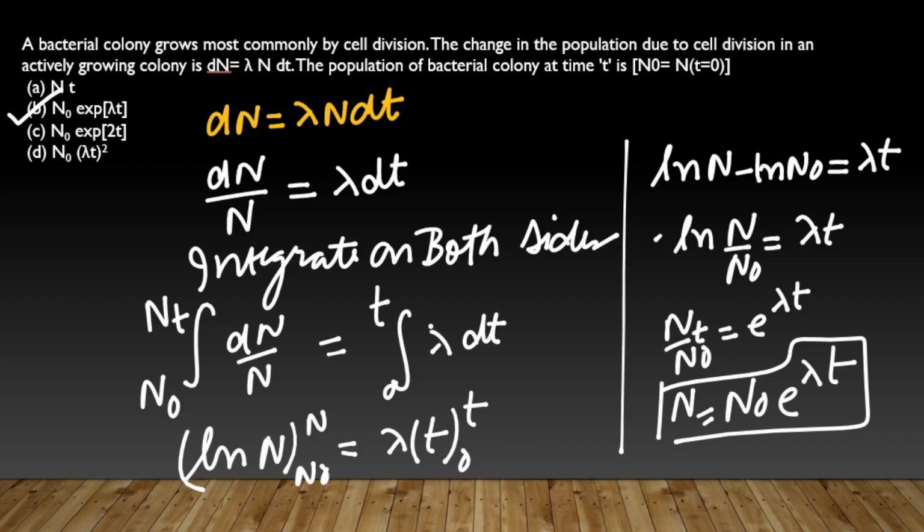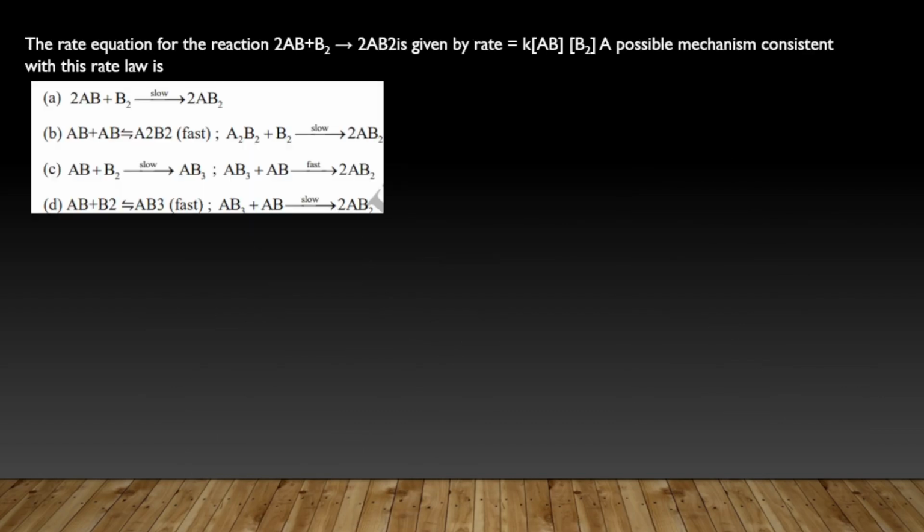Right. Next one we are having is this question. It says the rate equation for these reactions, the rate is given by this one. A possible mechanism for the given reaction consistent with this rate law. So in the rate expression, if you see here, the terms AB and B2 are involved, both of them raised to the power of 1 and 1. Through the options, you check it.